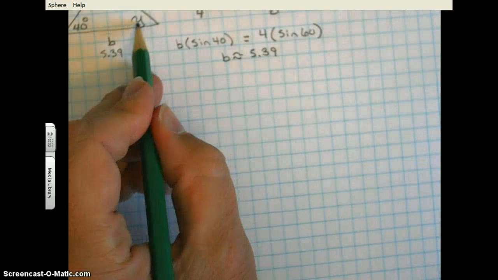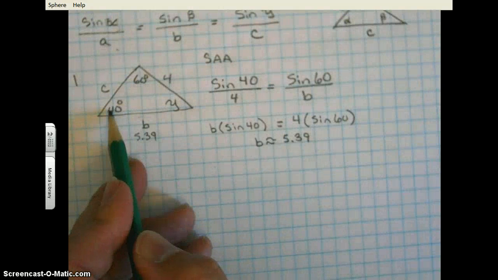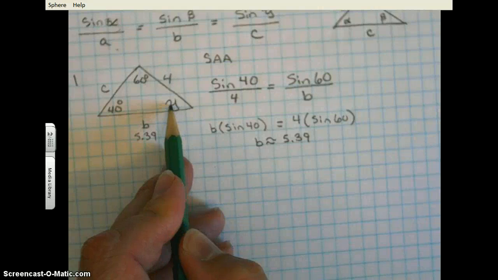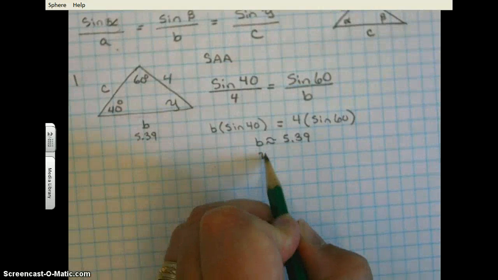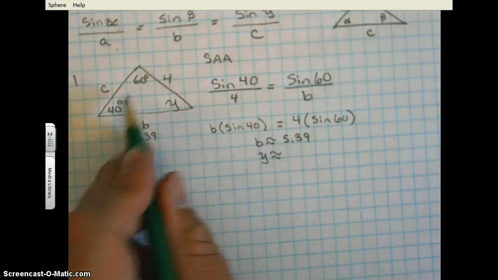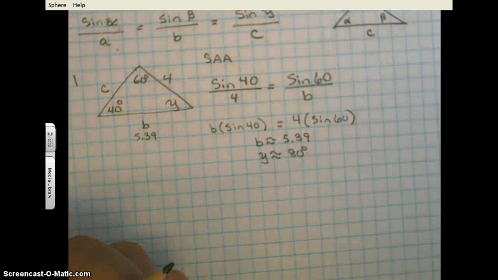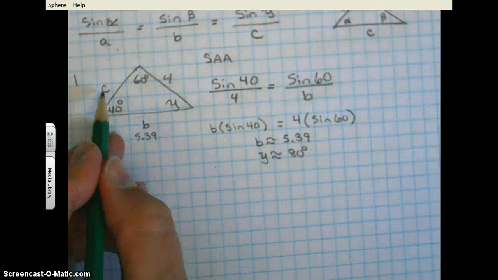Okay, I'm going to go ahead and find gamma next. 60 plus 40 is 100. That leaves us with 80 left over. So remember the triangle sum theorem, they add up to 180. So it's going to be 80 degrees. Now we need to find C.